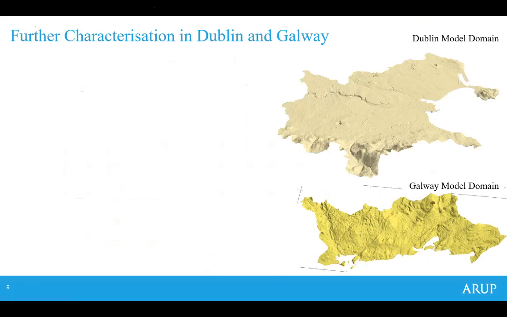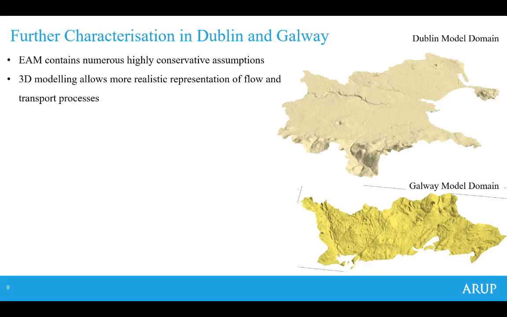So for Dublin and Galway, we've moved to a further characterization. This is because the EAM contains numerous highly conservative assumptions. And for the scale and complexity of these water supply zones, additional characterization was needed. So for groundwater, that included developing a 3D groundwater flow model and transport model, which allows more realistic representation of the flow and transport processes.